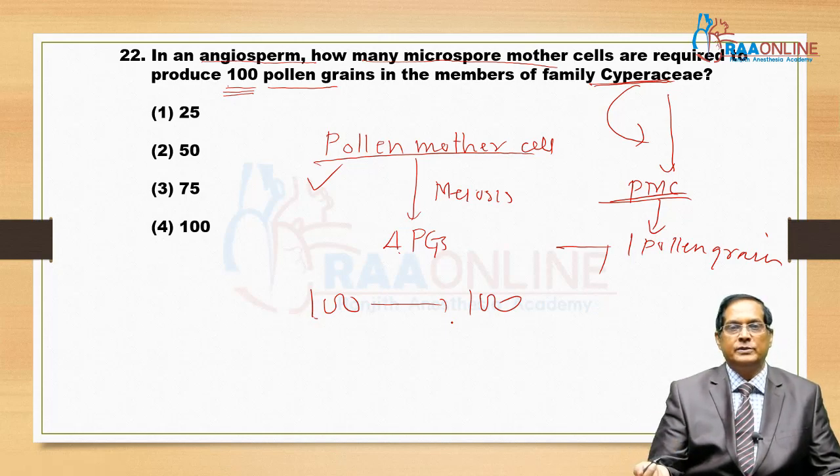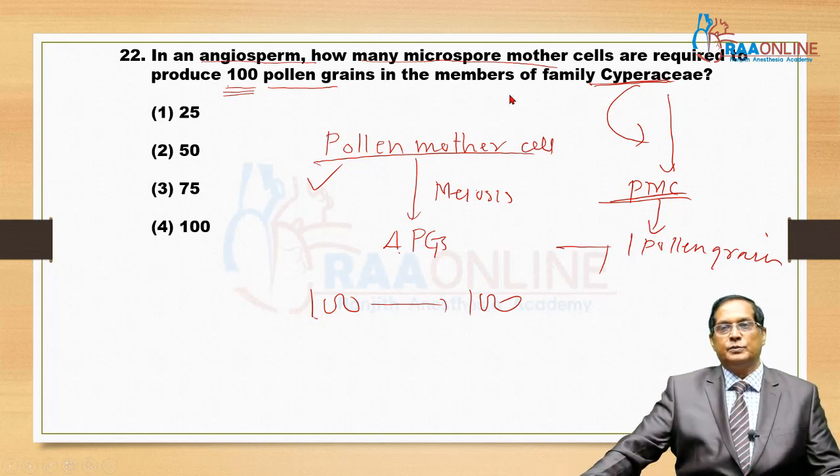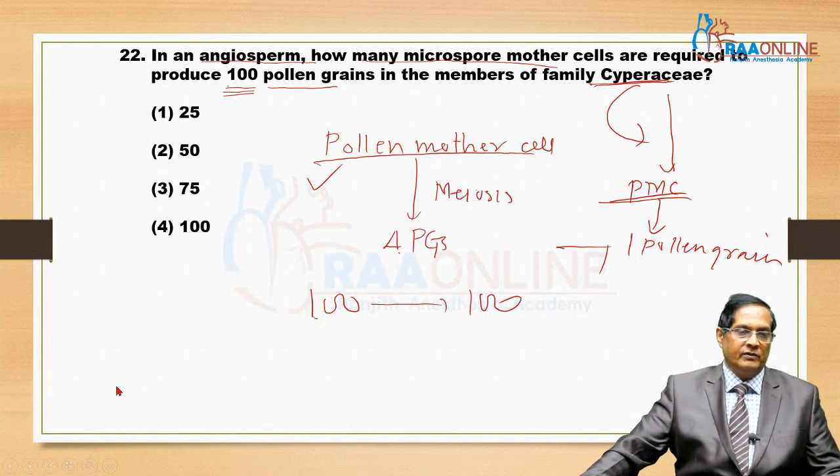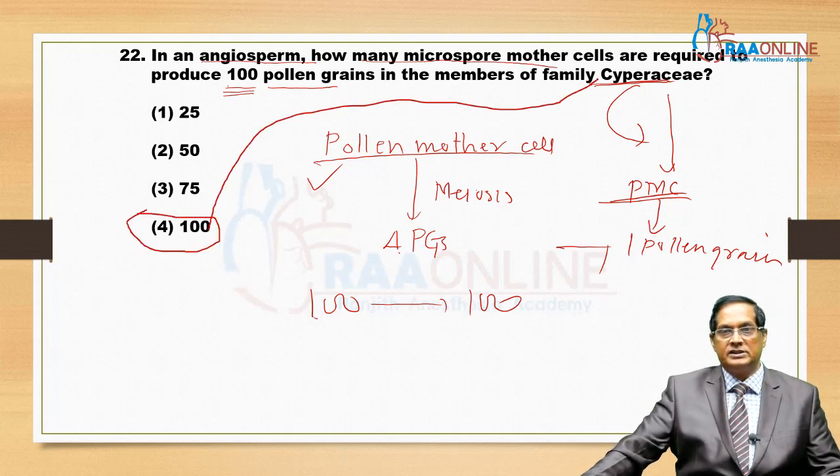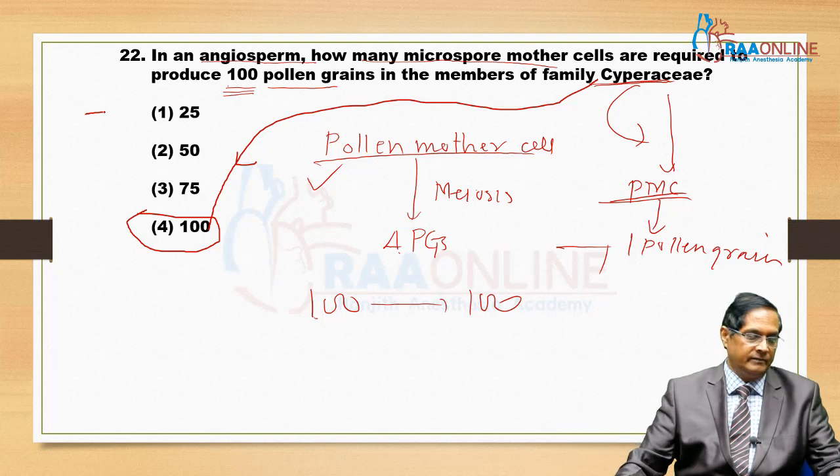That's why the number of meiosis is the same as the number of pollen grains. In that case, how many microspore mother cells are required? Answer is 100. Whereas in other normal cases, 25 is sufficient. So for family Cyperaceae the answer is 100, and for other normal cases the answer will be 25.